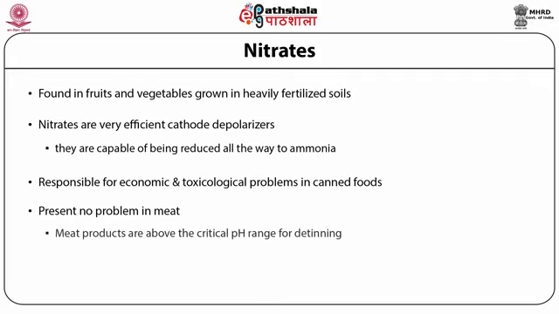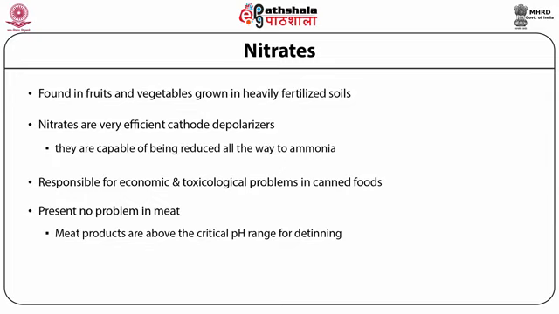This is because meat products are above the critical pH range of 5.5 for detinning to occur via the nitrate tin reduction system. The reduction of 60 mg of nitrate could account for dissolution of 470 mg of tin. A tin coating of 11.2 GSM may be dissolved completely within 6 months by tomatoes containing 100 mg per kg of nitrate. Overcoming the problem by restricting the use of nitrate fertilizers has proved difficult.